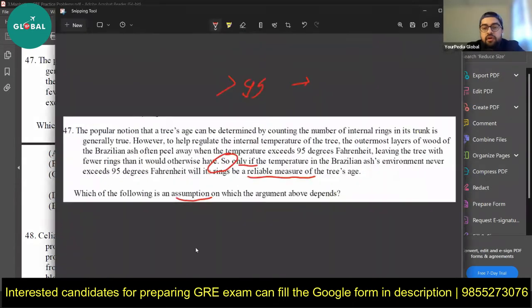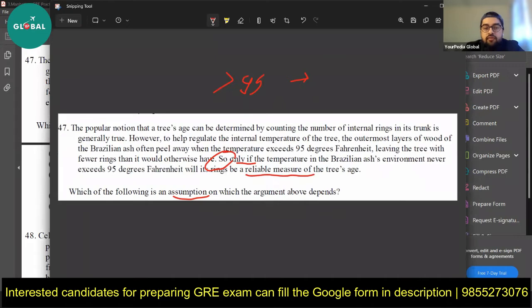Yeah. So the trick is, first of all, you have to find the conclusion. You have to understand the conclusion very well. So here he's saying if it is below 95, then rings are a reliable measure, otherwise it's not. So this is the conclusion you keep in mind. When he is talking about the assumption, meaning which assumption this argument depends on, you directly have to come back to the conclusion, and you have to find some option which is making this conclusion stronger or weaker.